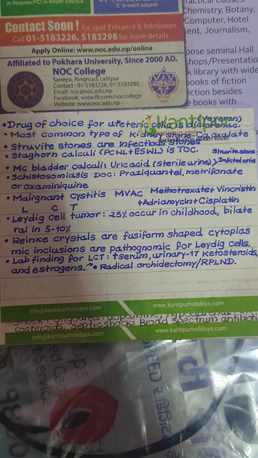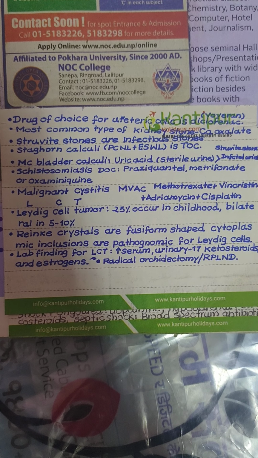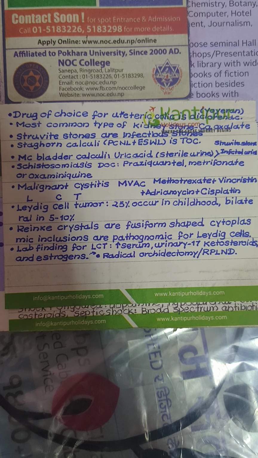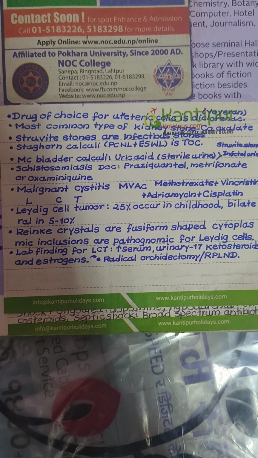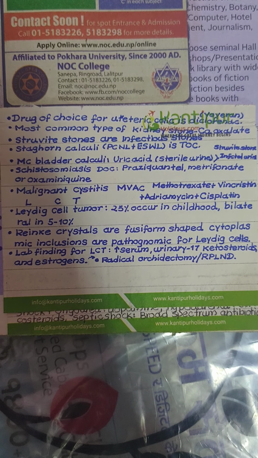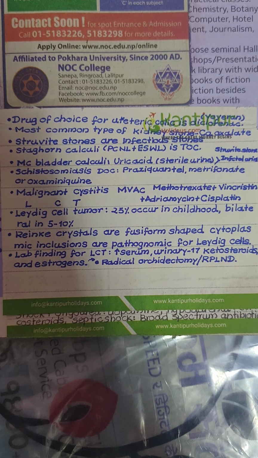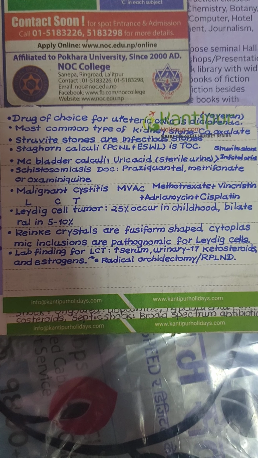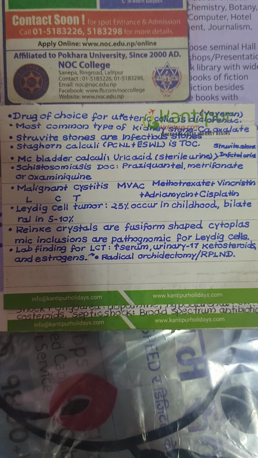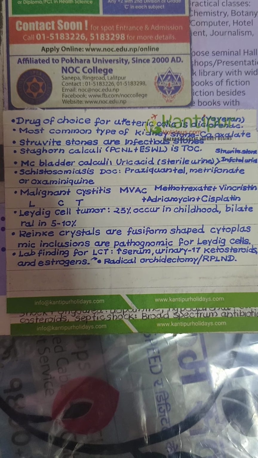Schistosomiasis drug of choice is praziquantel, metronidazole, or oxamniquine. Malignant cystitis: MVAC, methotrexate, vinblastine plus adriamycin plus cisplatin. LCT: Leydig cell tumors, 25% occur in childhood, bilateral in 5 to 10%. Reinke crystals, fusiform cytoplasmic inclusions, are pathognomonic for Leydig cell tumors. Lab findings for LCT are increased serum and urinary 17-ketosteroids and estrogens. Radical orchidectomy.